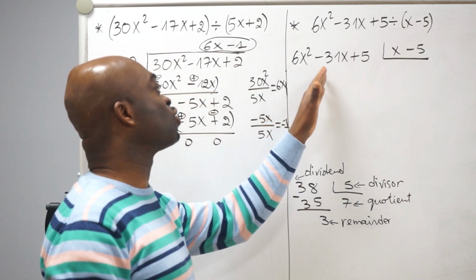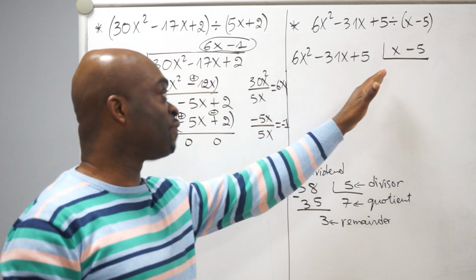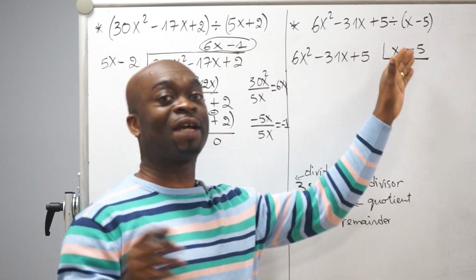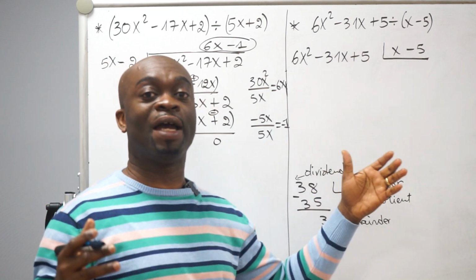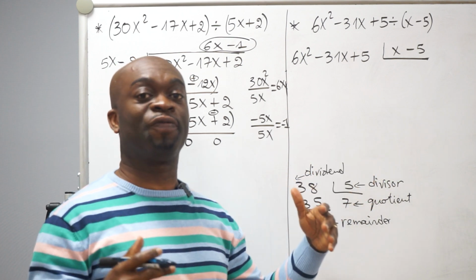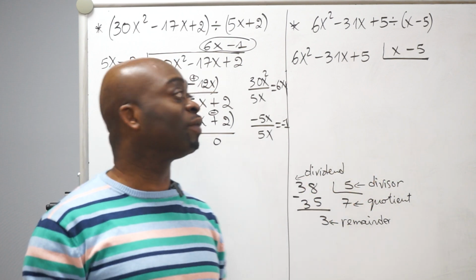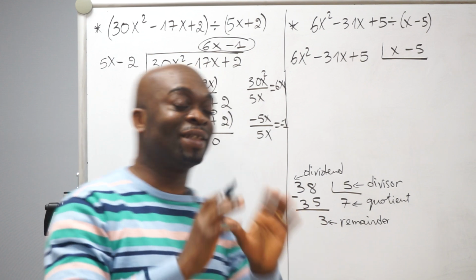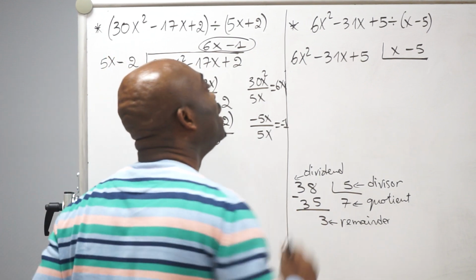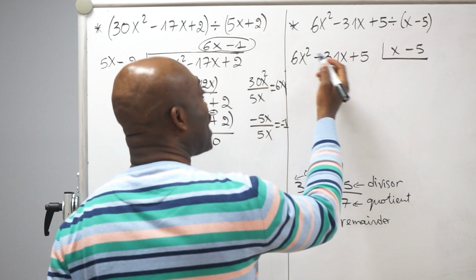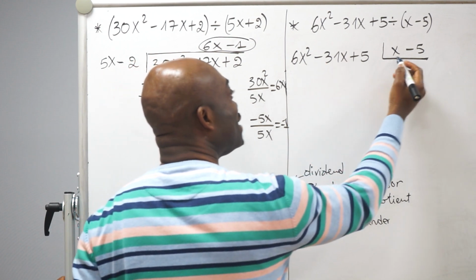So we have 6x squared minus 31x plus 5 divided by x minus 5. Like we said, this is how you do it in other areas, in Europe, in parts of Asia, in Africa as well. Okay, this is how we set it up. But the concept stays the same. The concept does not change. So now let's go for it. So this is the dividend and this is the divisor.